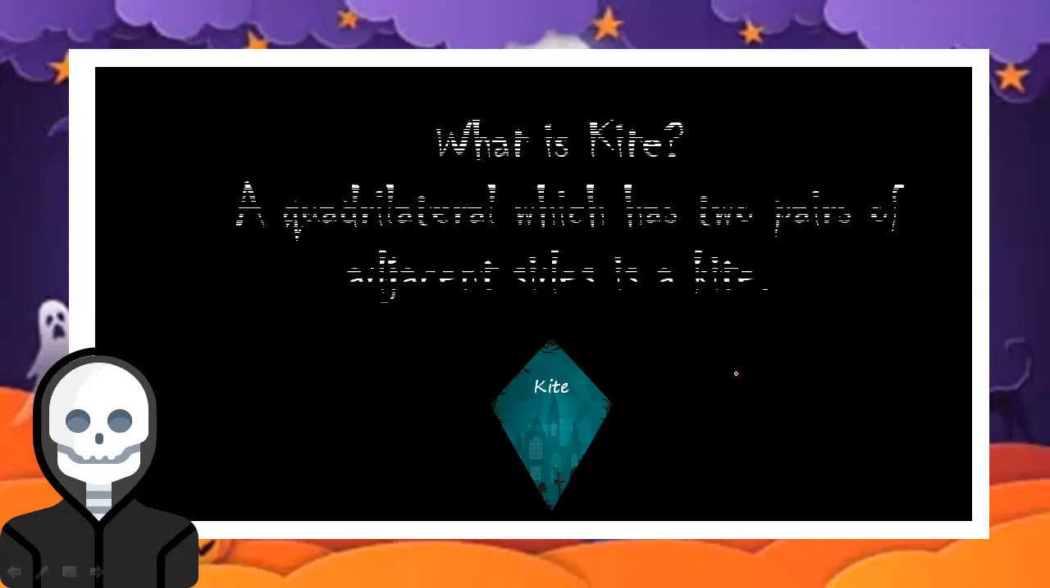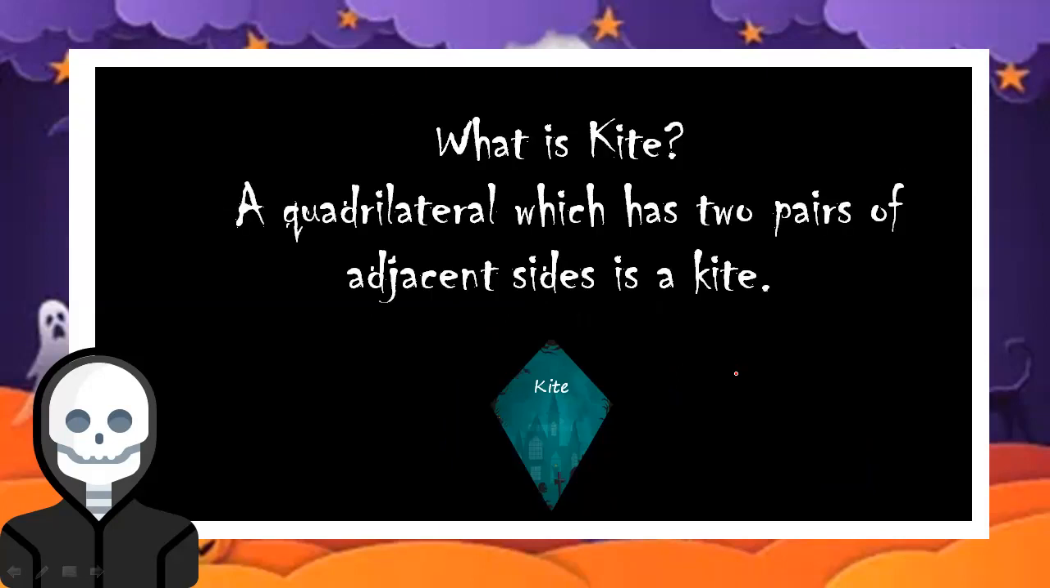Now, we move on to kite. What is a kite? A quadrilateral which has two pairs of equal adjacent sides is a kite. Now, let's know about the properties of the kite. The diagonals of a kite intersect at right angles.